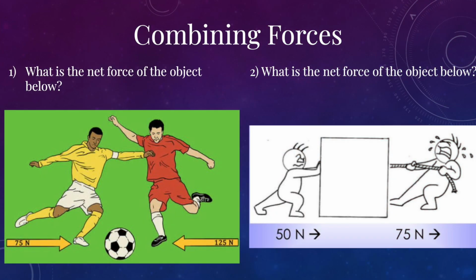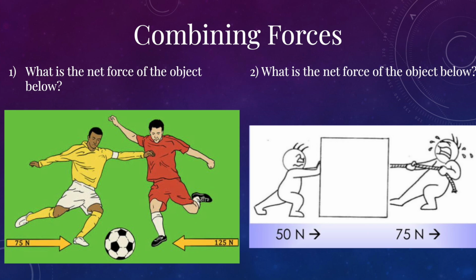So, here I've got these two pictures. First up, we're going to look at the soccer one. What is the net force of the soccer ball pictured on the screen? Well, the player in yellow applies 75 newtons of force to the soccer ball from the left towards the right. The orange player applies 125 newtons of force to the soccer ball from the right towards the left. And since these forces are being applied in opposite directions, you find the difference between the two. 125 newtons minus 75 newtons results in 50 newtons, and it's being applied to the left.